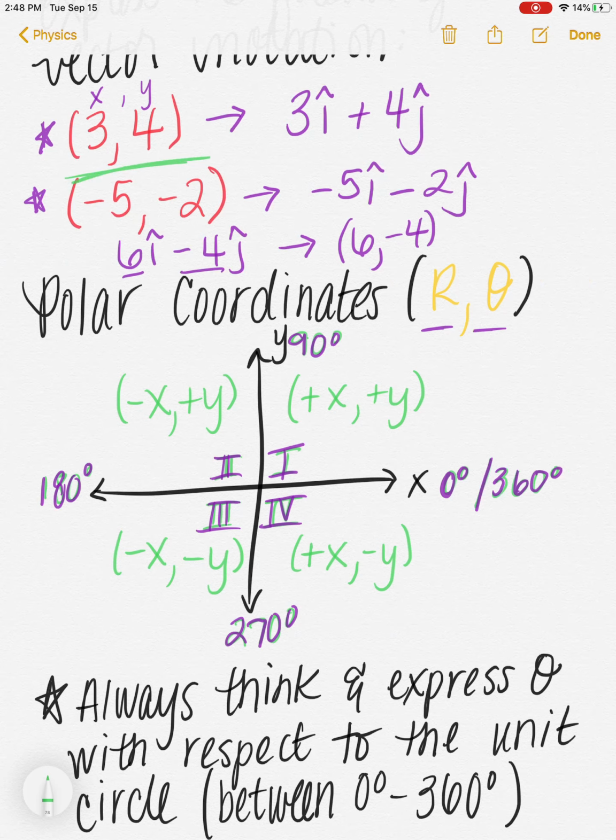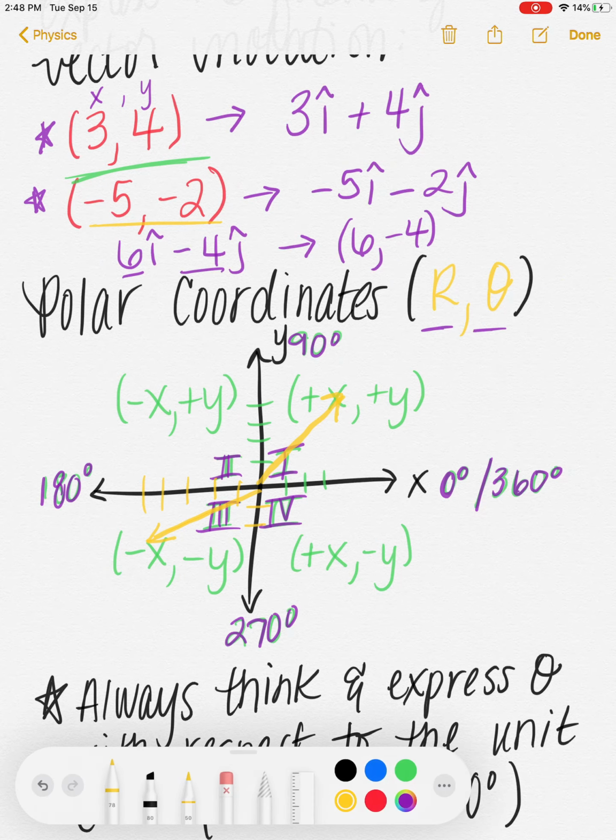If you go back, for example, to the point +3, +4, that would mean you go over 3 spots on the positive x-axis, 1, 2, 3, 4 spots on the y. Let me change my color. And that vector would look like this. If you were at -5, -2, we'd have to go -5 spots over on the x and down 2 on the y, and that vector would look like that. So the positive and negative signs can help you to understand where you are in the Cartesian coordinate system.